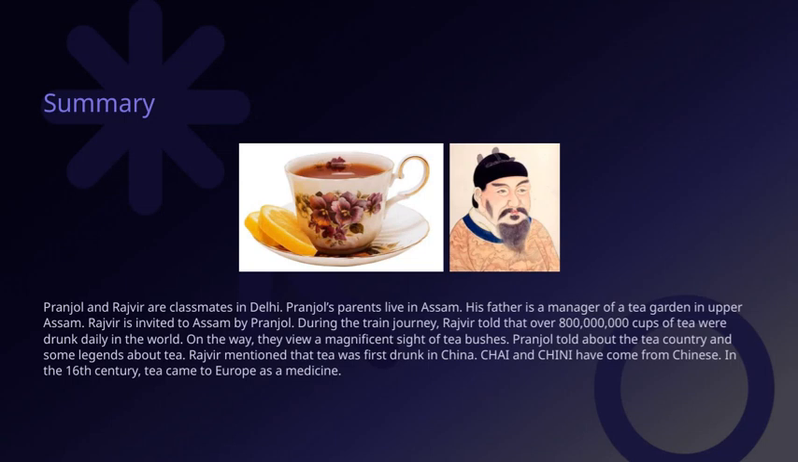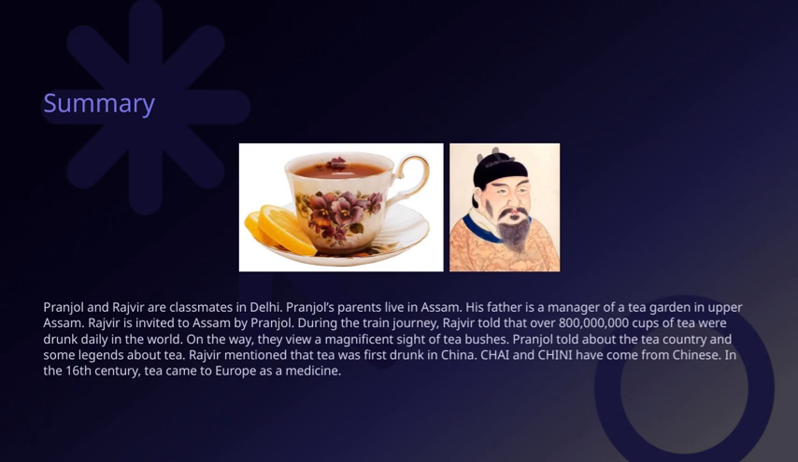Now let me tell you about Pranjal and Rajveer, who are classmates here in Delhi. Pranjal's parents live in Assam, where his father manages a tea garden in Upper Assam. Recently, Pranjal invited Rajveer to visit Assam with him, which was quite an exciting trip. During their train journey, Rajveer mentioned that over 800 million cups of tea are consumed daily around the world, highlighting just how popular and widespread tea is globally.